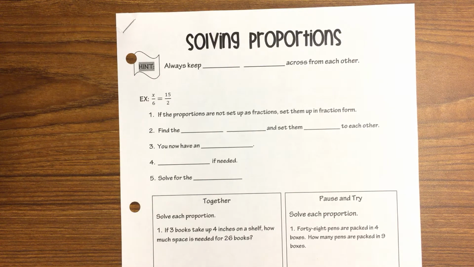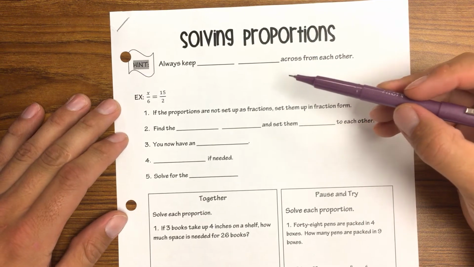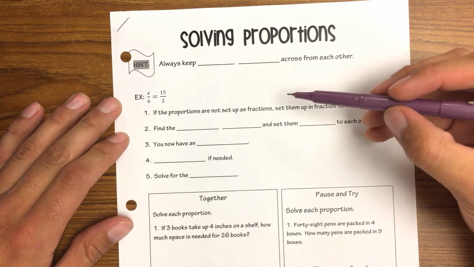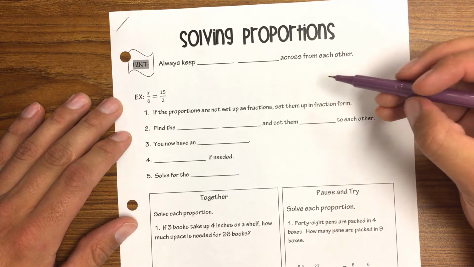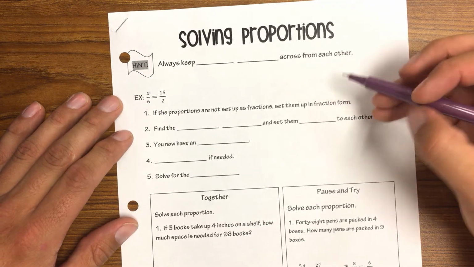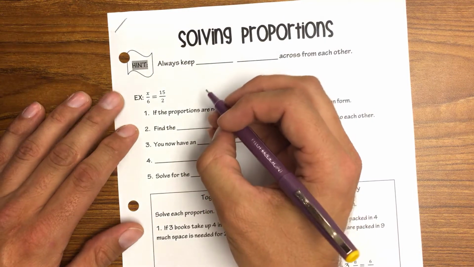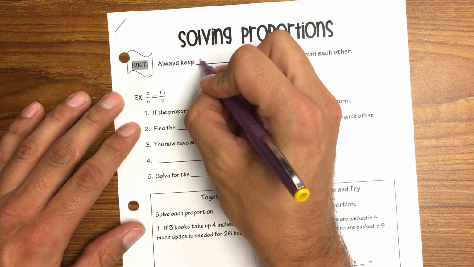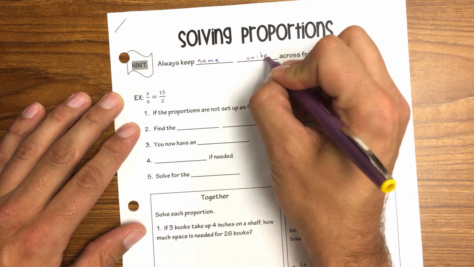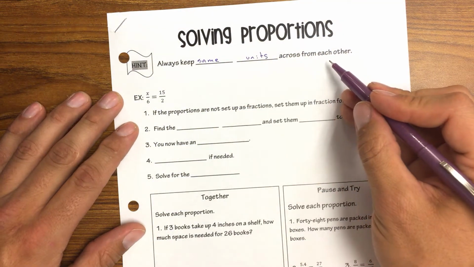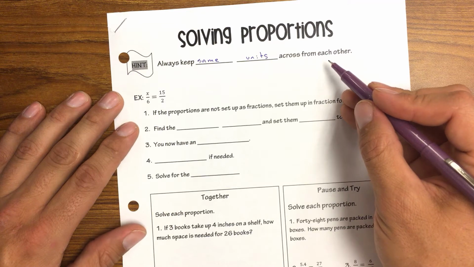The first hint here at the top, there's a couple of blanks to fill in. It says to always keep blank blank across from each other. What we always want to keep across from each other in our proportions are numbers with the same units. So always keep same units across from each other when you're setting up your proportion.